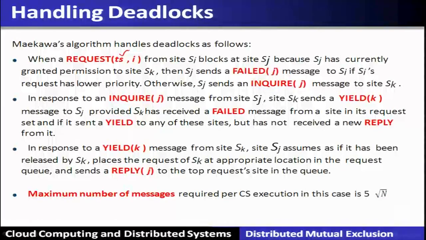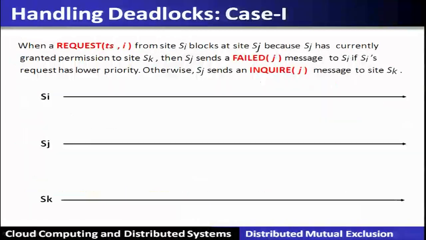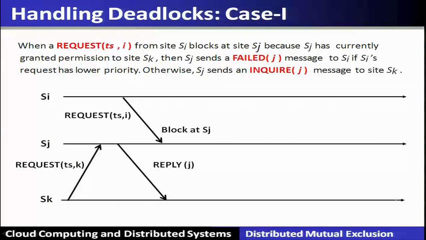And if it has sent the yield to any of these sites, but has not received a new reply from it. In response to the yield message from the site Sk, Sj assumes that it has been released by Sk, places the request of Sk at the appropriate location in the request queue, and sends the reply to the top of the request queue. In this process, the total number of messages required to enter a critical section is 5 root n. Let us see this through this particular example. We have already explained it.